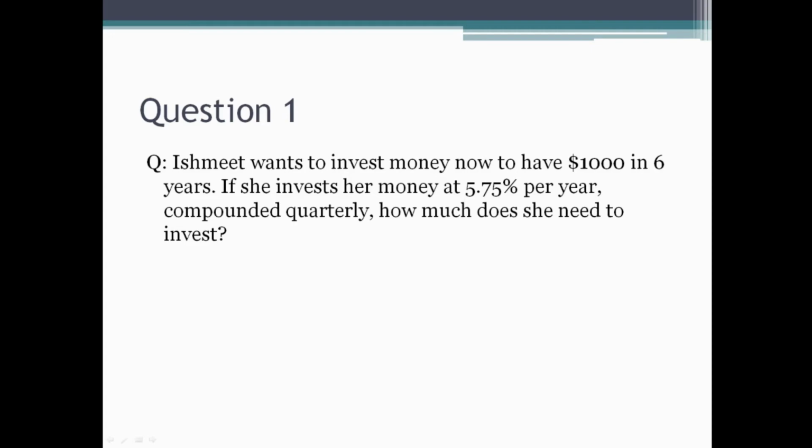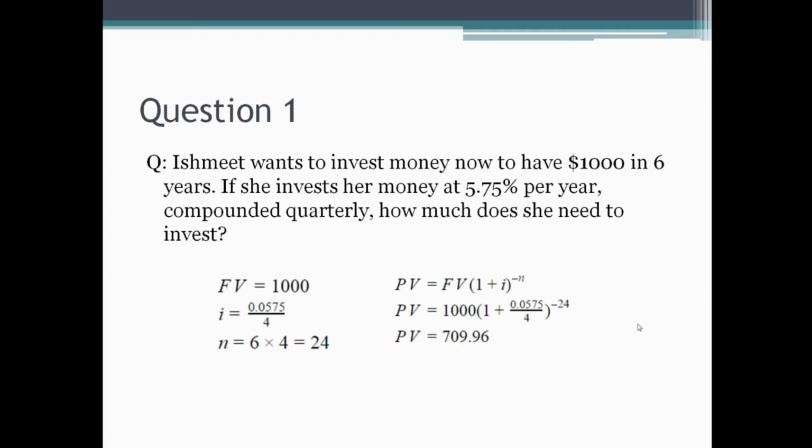Ishmeet wants to invest money now to have $1,000 in 6 years. If she invests her money at 5.75% per year compounded quarterly, how much does she need to invest? First, let's list all of our givens. The future value is $1,000, and interest is 5.75% divided by 4 because it's compounded quarterly. The number of compounding periods is 6 years times 4, giving us 24. Let's plug in all of these values into our formula. This gives us $709.96. That's how much money she needs to invest now to get $1,000 in 6 years.